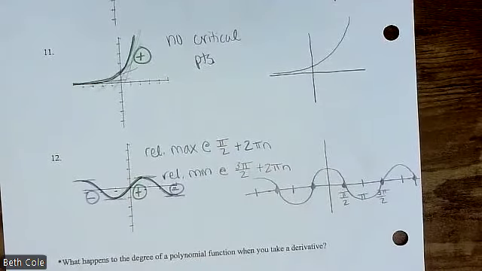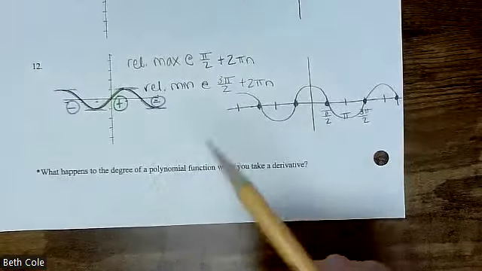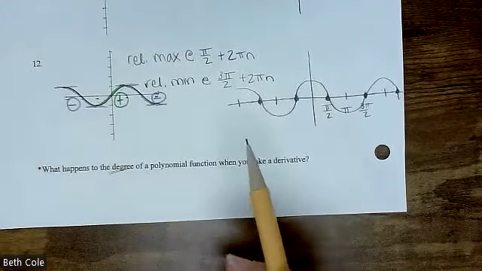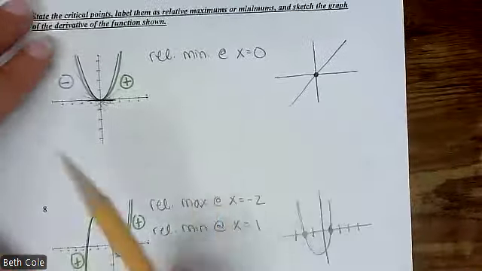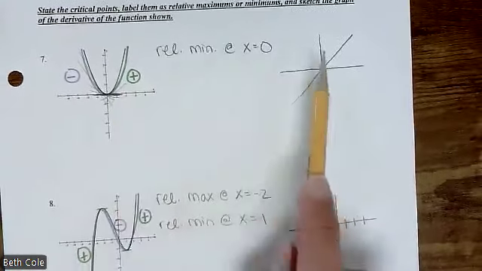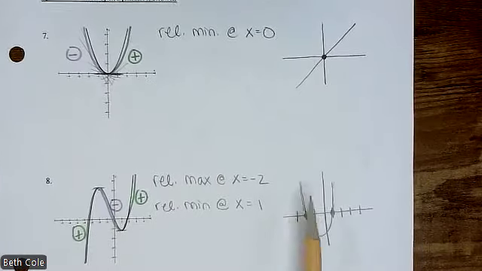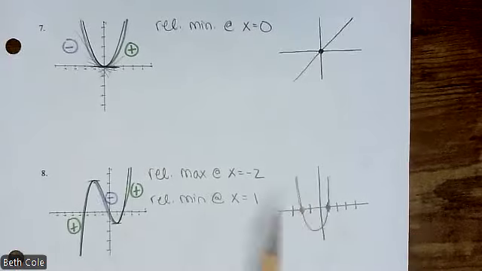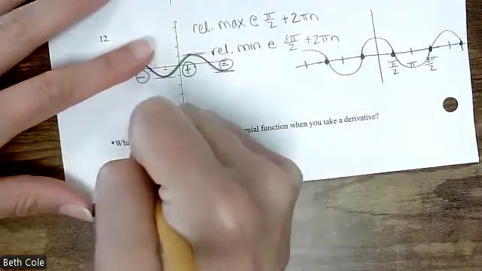Cool. Now this is what you were asking about a little bit earlier. I'm going to tie it all together here at the end. What is a degree? Yeah, the exponent, the biggest exponent, the one that's like who's in charge here. What happens to the degree every time you take a derivative? Just look. This is a quadratic. The derivative is a line, linear. This is a cubic. The derivative is quadratic. So what happens to the degree when you take a derivative? It goes down by 1.